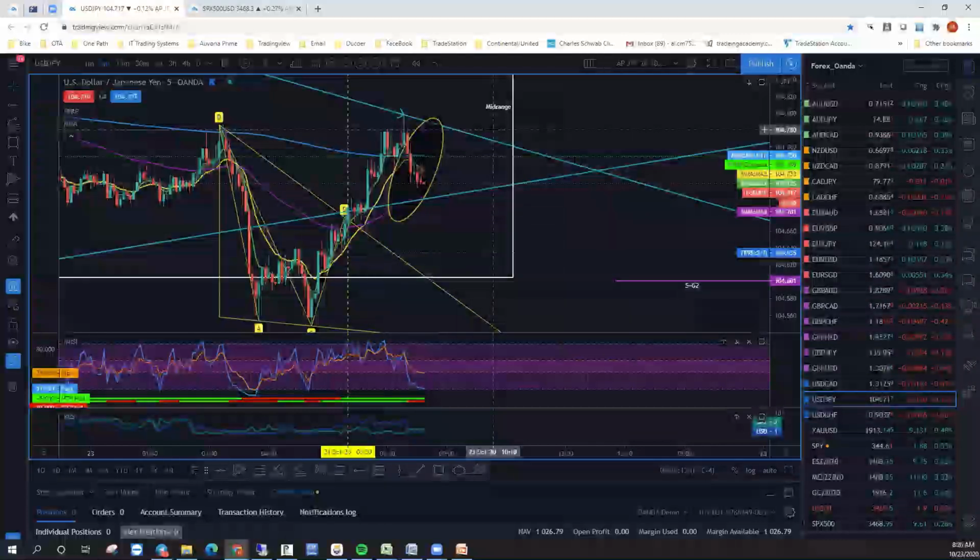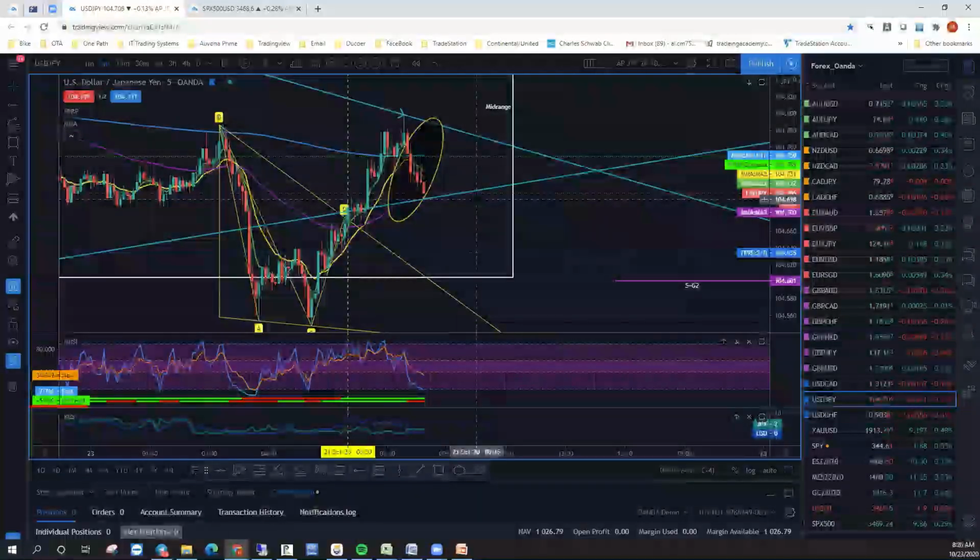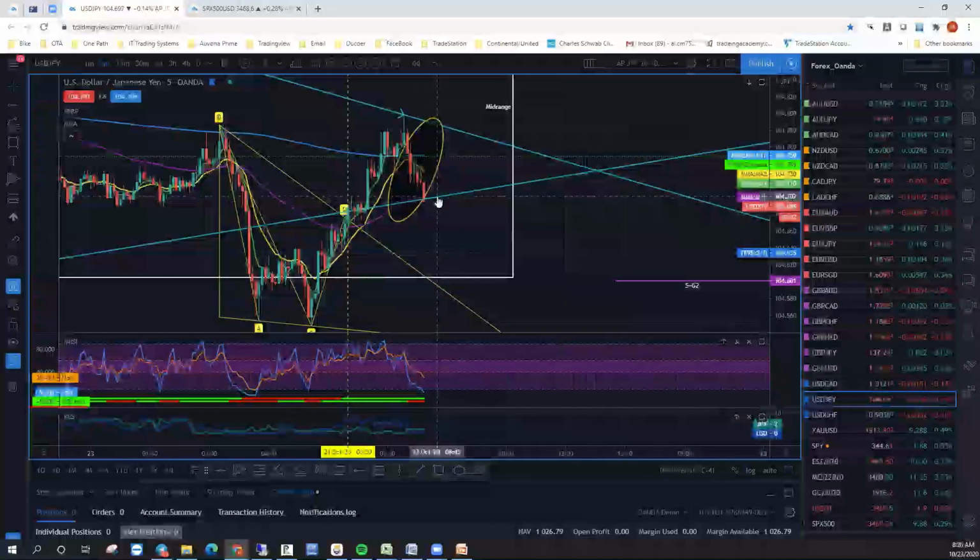Where is it? It's moving. You only want the last 2 digits, don't worry about the third digit. So 78, 70. Right where it is now. Oh, there it is. So you're saying if it breaks here, go short. That's a sell.